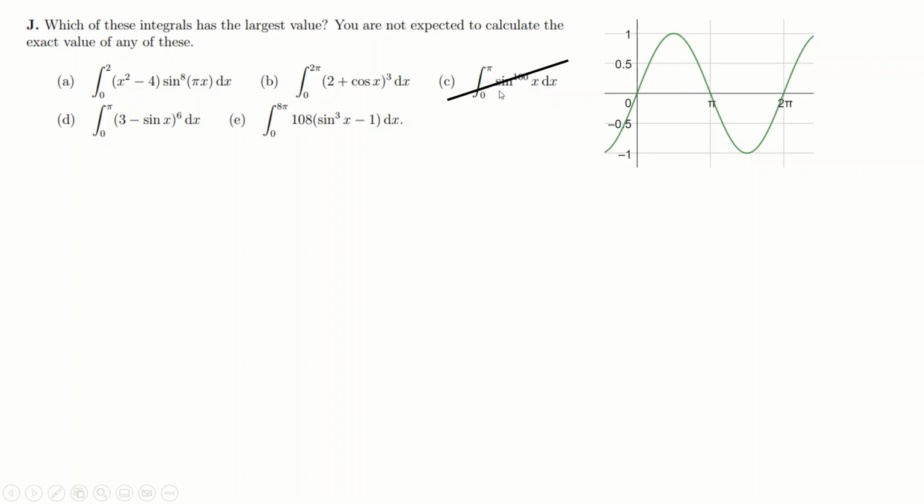So I've said this one is a small positive answer. This one cannot be the biggest because it's a negative answer. Okay? So this one is at least bigger than this one, even though maybe I shouldn't have crossed this one out, as I said. But anyway, I was being hasty.